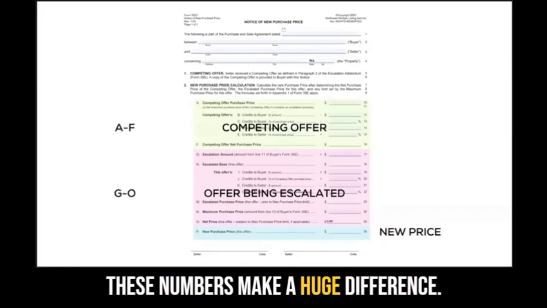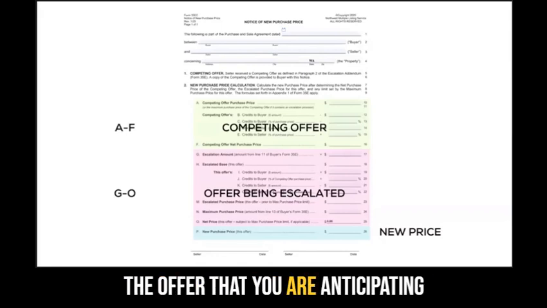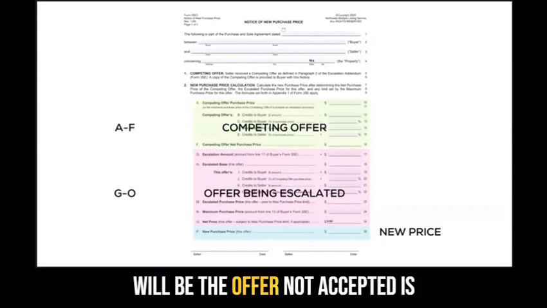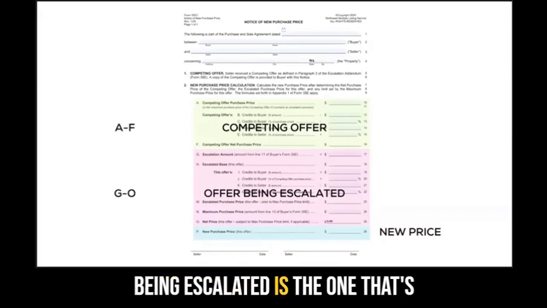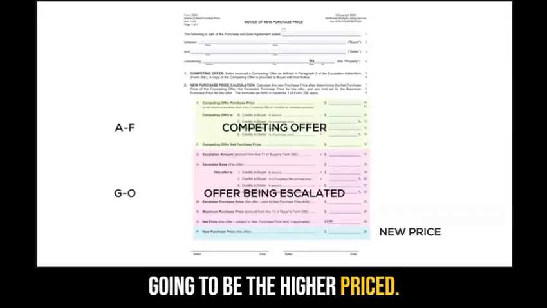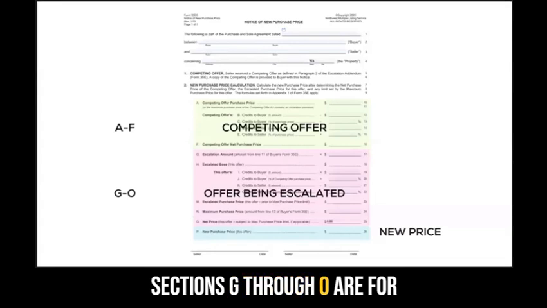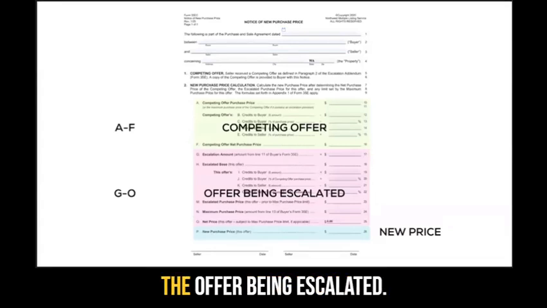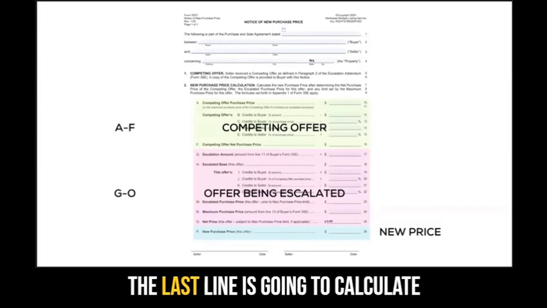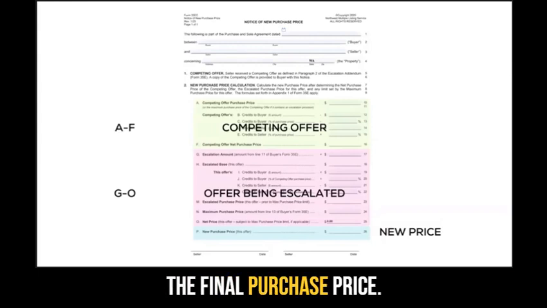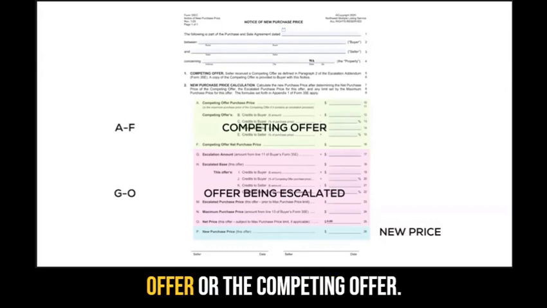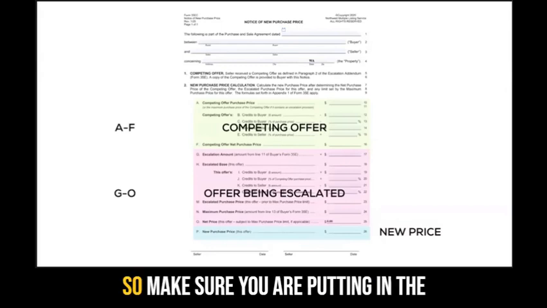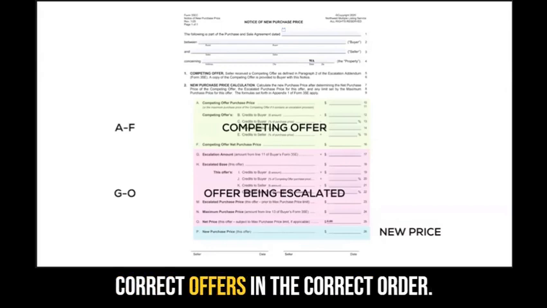These numbers make a huge difference. The offer that you are anticipating will be the offer not accepted is the competing offer, and the offer being escalated is the one that's going to be the higher priced. Sections G through O are for the offer being escalated, the potential winning offer. The last line is going to calculate the final purchase price. Make sure you note that these boxes will use the buyer's offer or the competing offer. So make sure you are putting in the correct offers in the correct box.